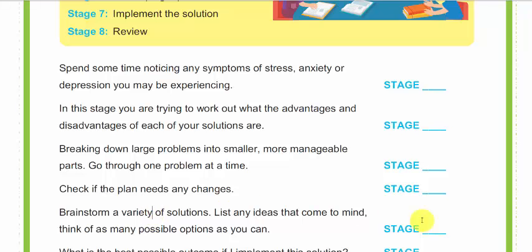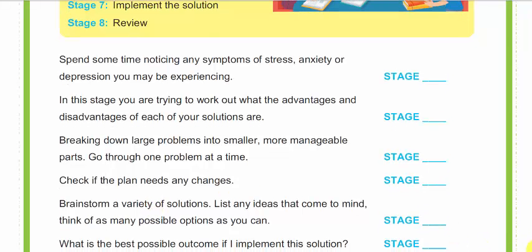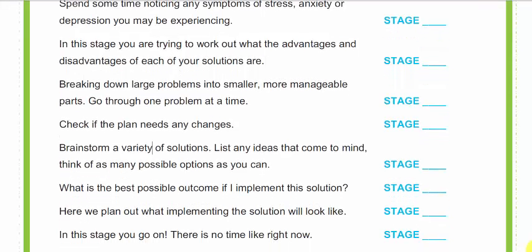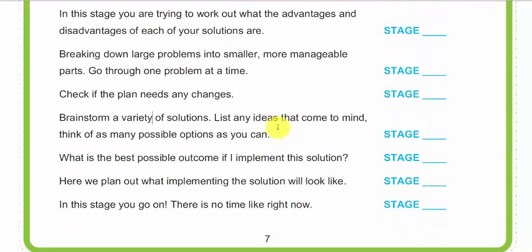The next says, brainstorm a variety of solutions. List any ideas that come to mind. Think of as many possible options as you can.